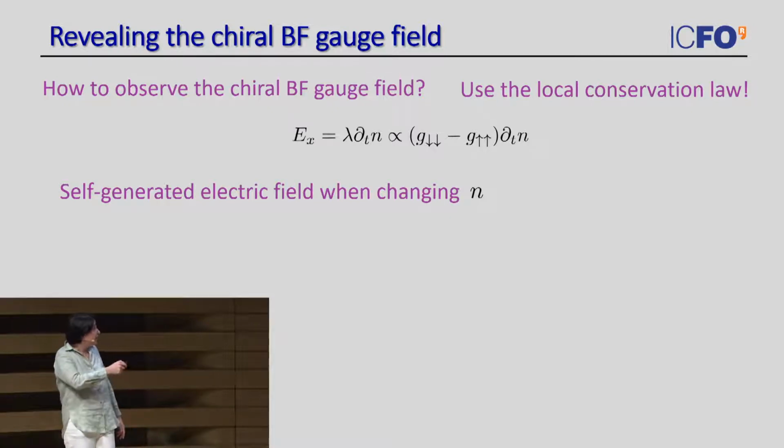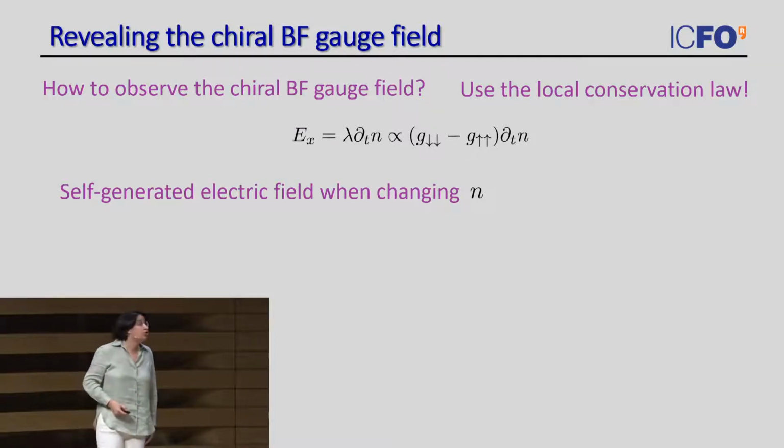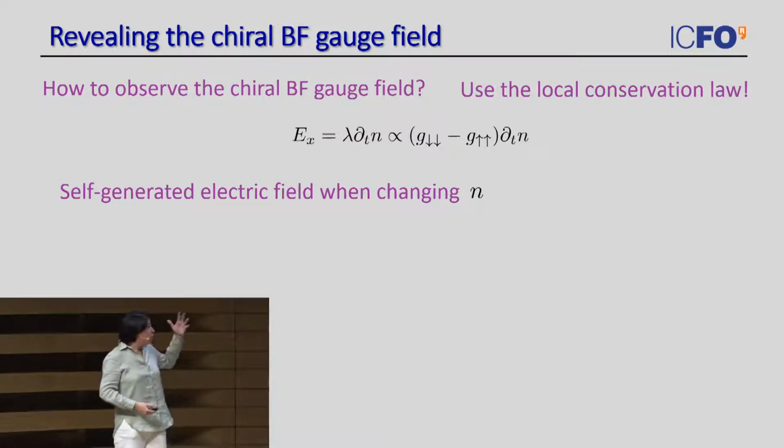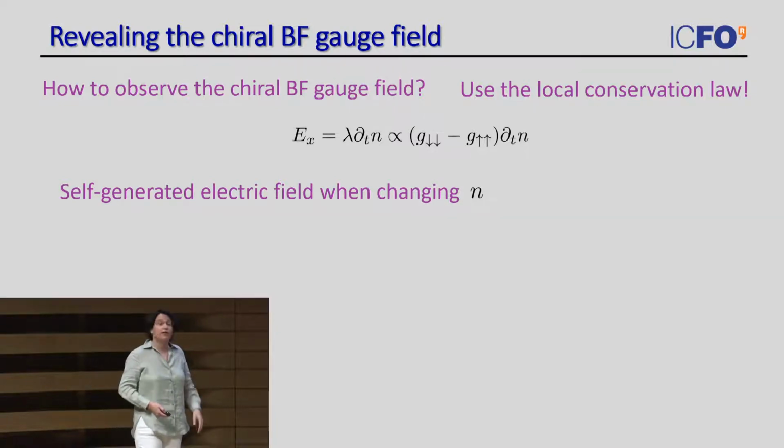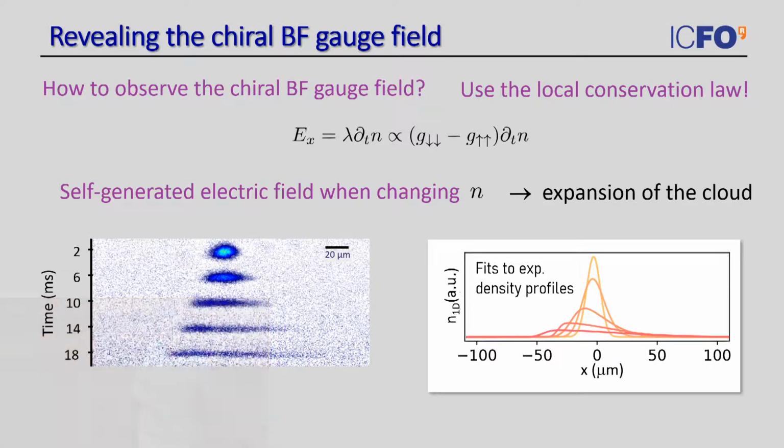Now what you see in this expression is that when you are going to change the matter density, then an electric field is going to appear, and this electric field is going to be self-generated by the system itself. It comes from the change in density, so we want to see that in the experiment. And we can do that by changing dramatically the density of the cloud by making it expand. So now we run a last series of experiments where we take our Raman-dressed system and we don't kick it anymore, we just release it from the trap into the waveguide, and what we see is the following.